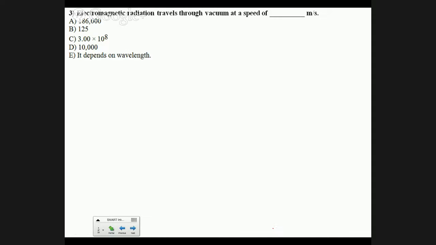All right, number 3. Electromagnetic radiation travels through a vacuum at a speed of, another definition. What's the speed of light through a vacuum? It's 3.00 times 10 to the 8 meters per second. We'll be using that quite a bit.